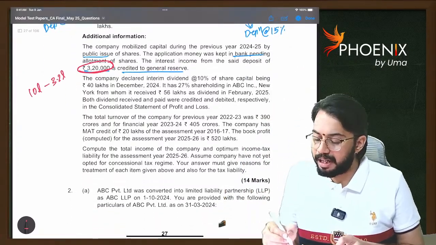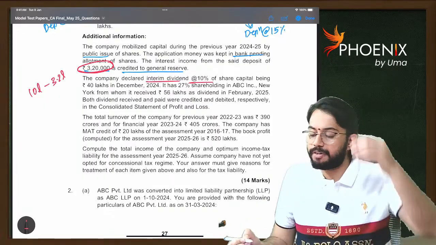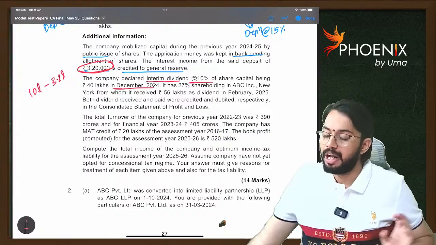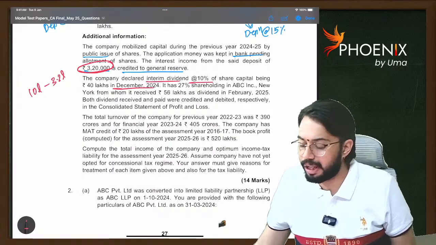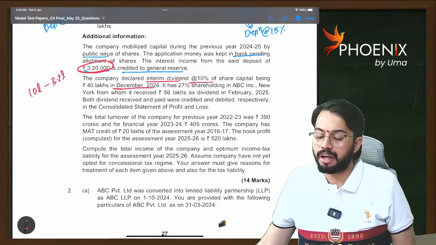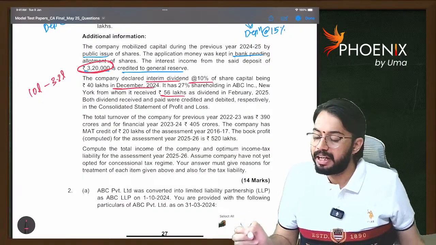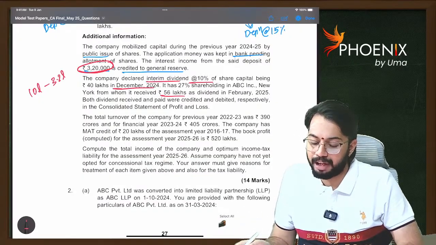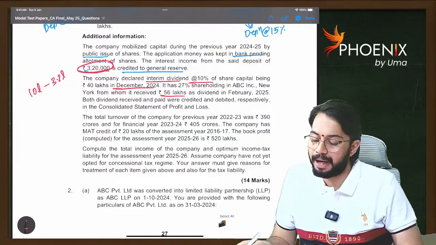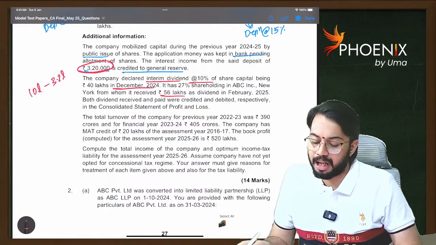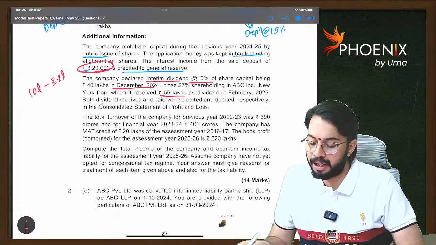Company declared interim dividend of 10% of share capital, being 40 lakhs, in December 2024. It has 27% shareholding in ABC, New York, from which it received 56 lakhs as dividend in February 2025. Both dividend received and paid were credited and debited respectively in the consolidated statement of P&L account.